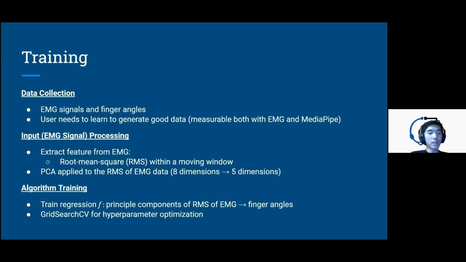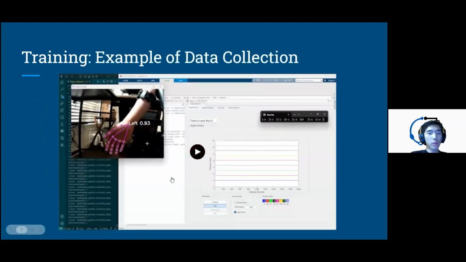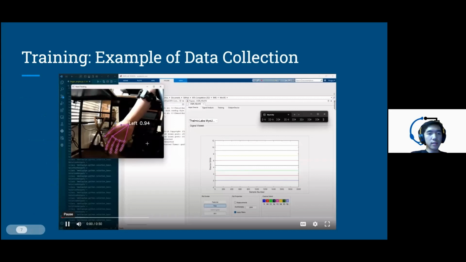Features are then extracted from the EMG signals by using a root mean square over a sliding time window. A dimensionality reduction technique, known as PCA, was used to reduce the dimensionality of the feature matrix. This reduces the dimensionality from 8 to 5, since there are a total of 5 fingers per hand. Lastly, the components extracted from PCA are used to train the random forest regressor. In order to further improve the performance of the random forest regressor, a grid search was used to find the most optimal hyperparameter configuration. Next is a video illustrating how a participant collected the data.